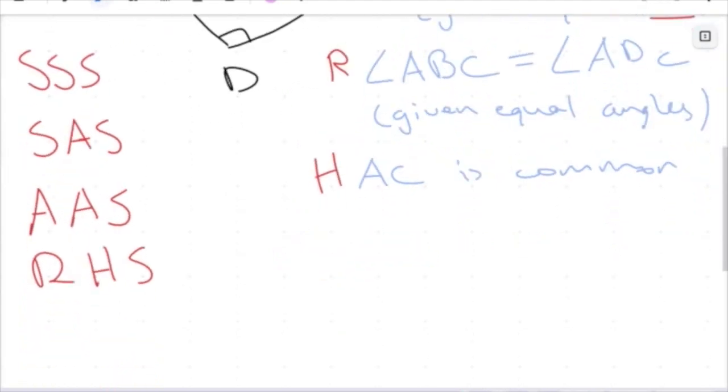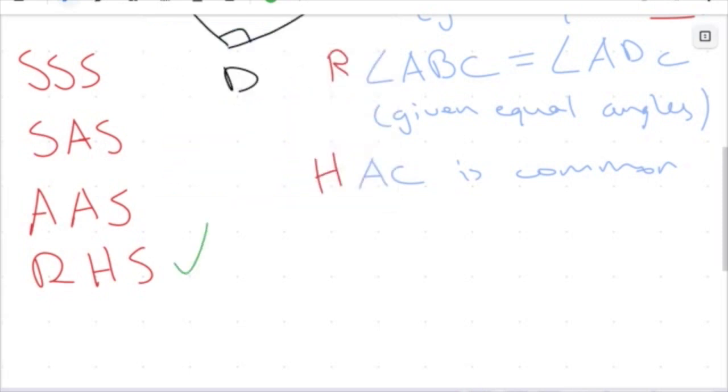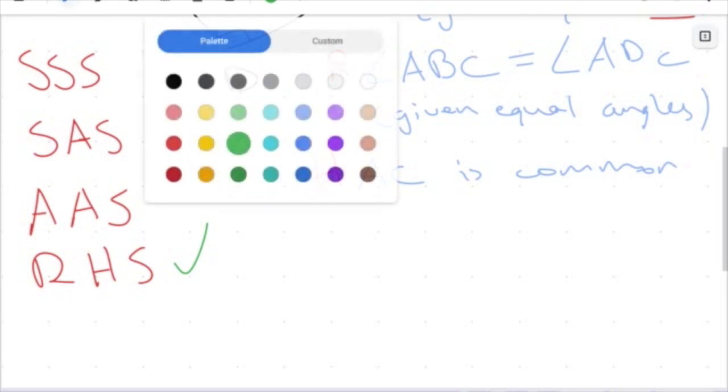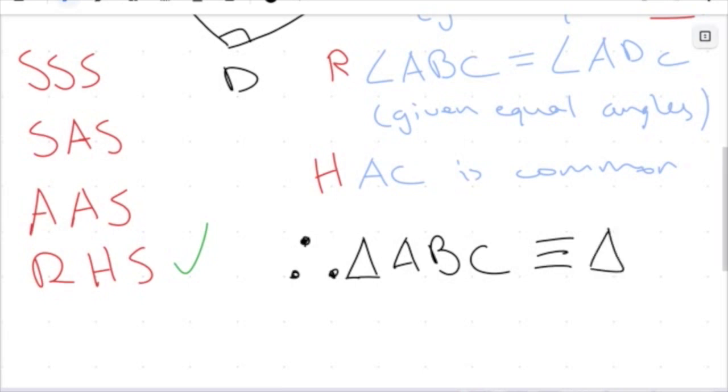So the 3 key bits of information point to the proof being RHS. And we use these 3 points to make our concluding statement. So we're going to say, therefore, using these 3 dots, the triangle ABC is congruent. Remember these 3 horizontal lines? These mean congruent, so it is congruent to or identical to. We have ADC.